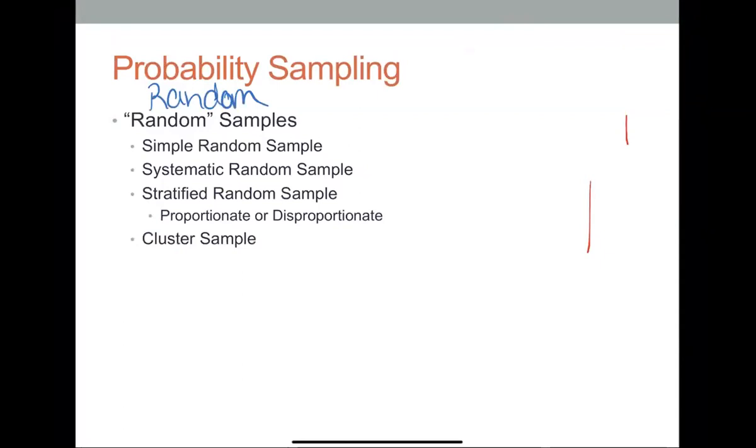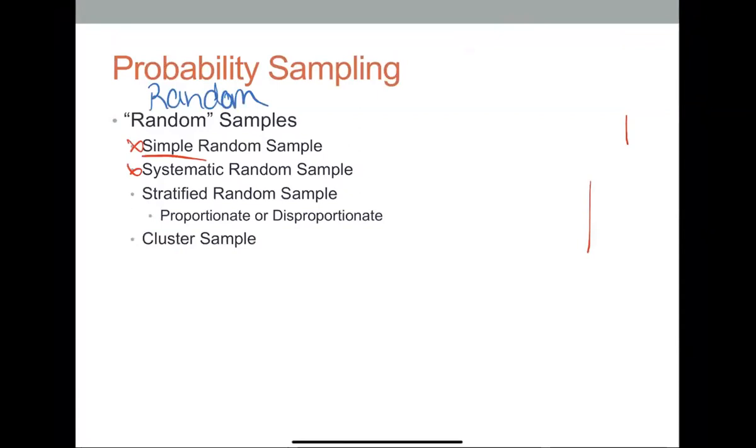Nobody was necessarily at risk of not being selected, and it's a very simple way of doing it. Hence, the simple part of the random sample. Right? Systematic random sampling. Let's say we have 100,000 people, and so it's a little bit harder to get 100,000 lottery balls and try to pull 100,000 numbers out of a hat.